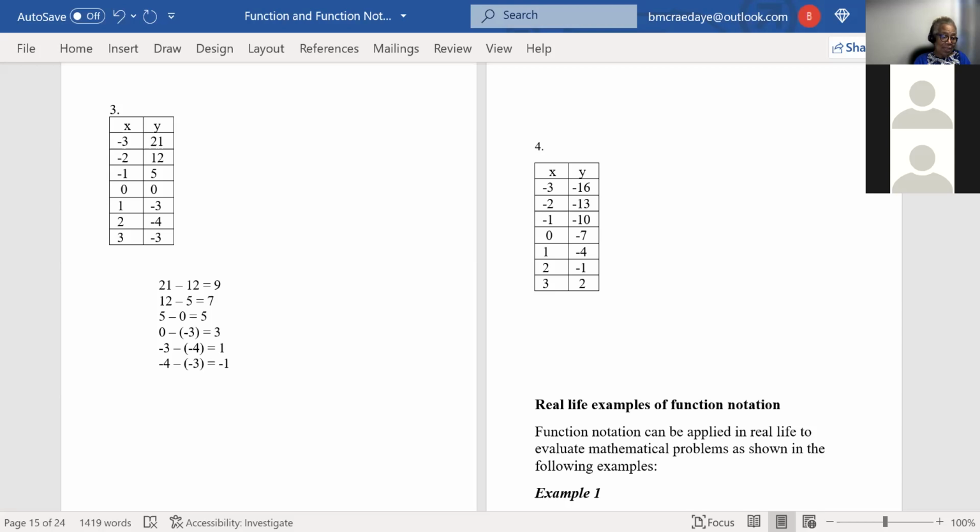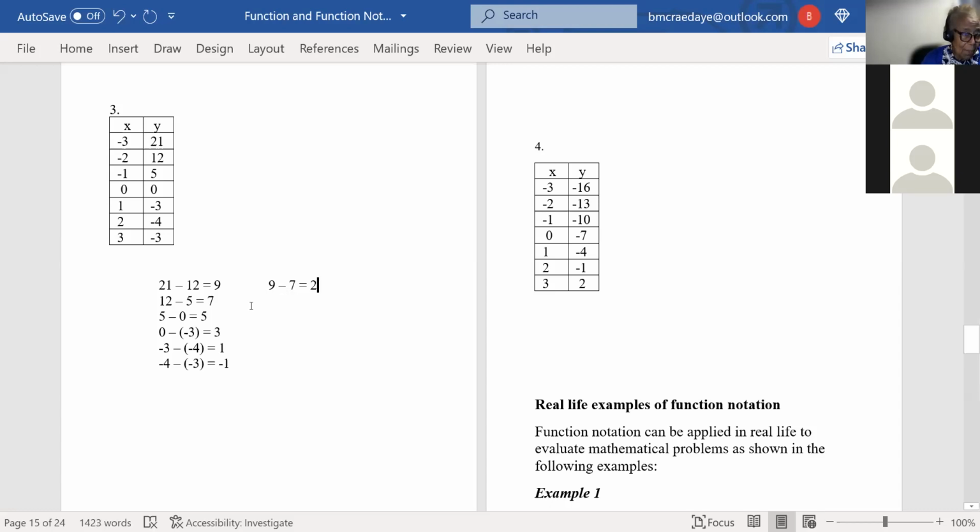Now you can see they're not the same, so it cannot be linear. Okay, let's go for our second difference. This is our second difference. 9 minus 7 equals what? It's 2. That's right.